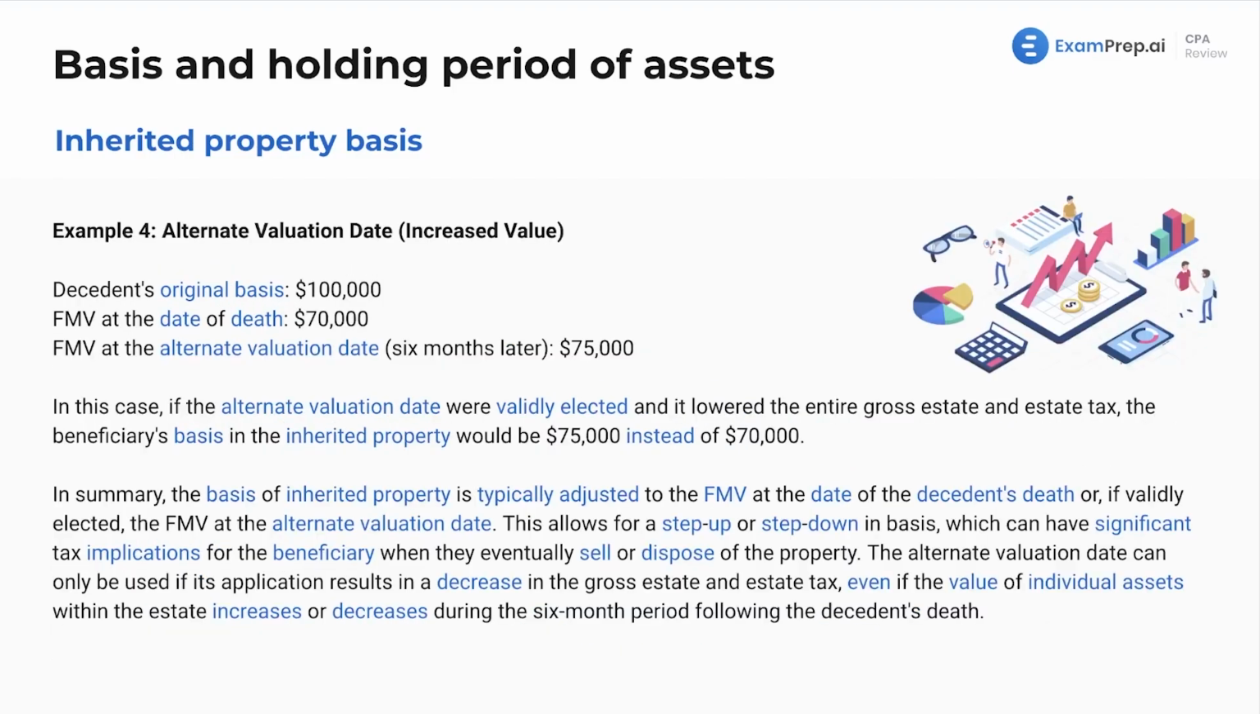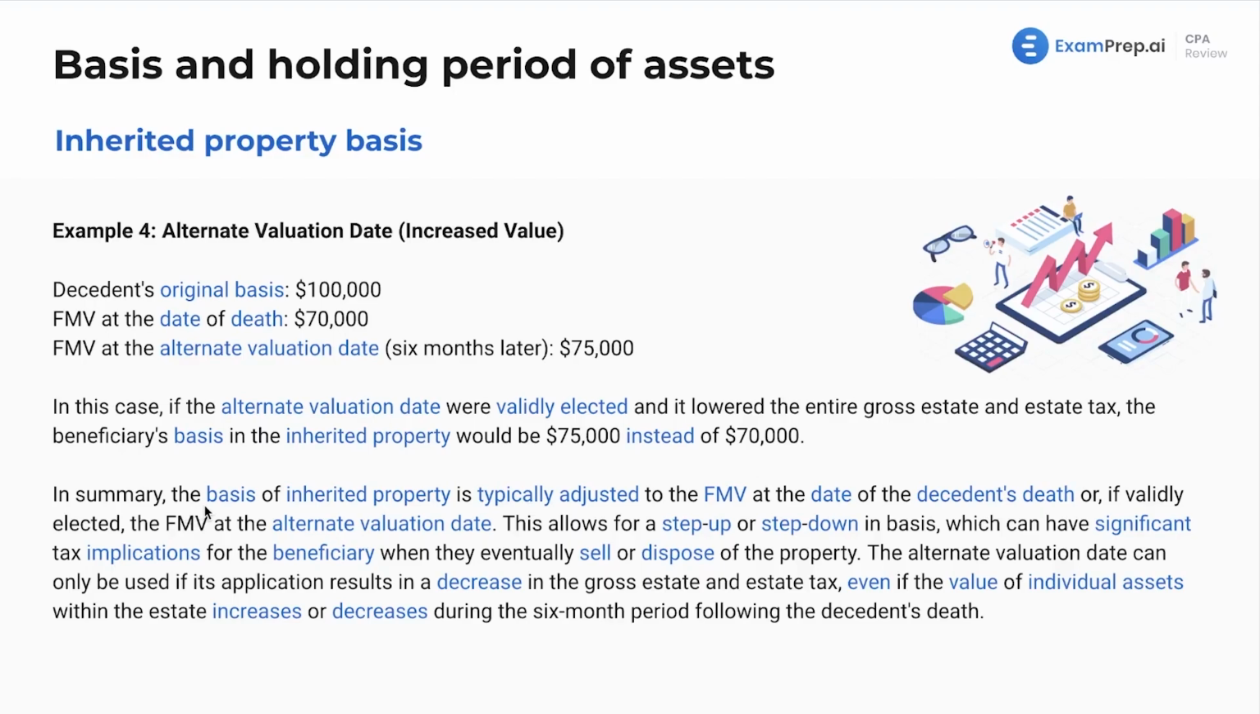Example 4, we've got an increased value, kind of same thing. We've got the original basis, we've got the fair market value at the date of death, and then we've got a $75,000 value, fair market value at the alternate valuation date, which is 6 months later. Now, in this case, if the alternate valuation date were validly elected and it lowered the entire gross estate and estate tax, the beneficiary's basis in the inherited property would be $75,000 instead of $70,000.